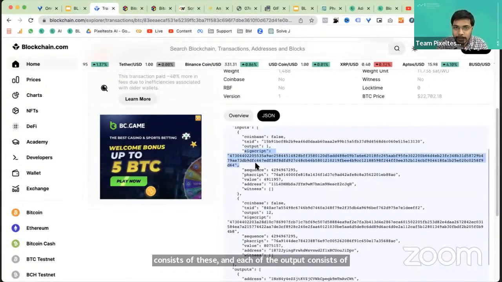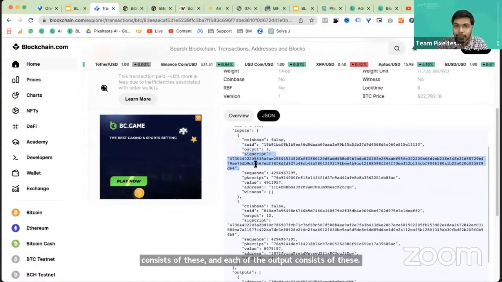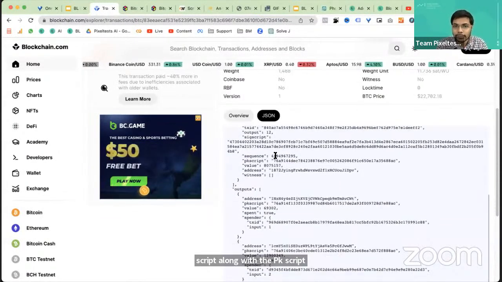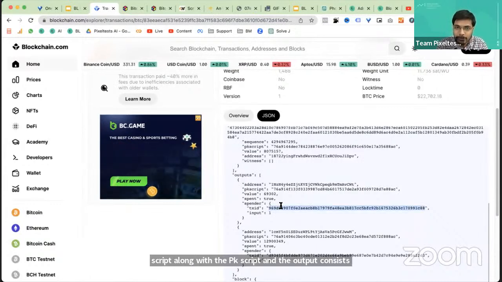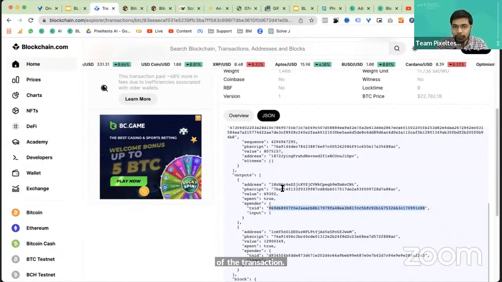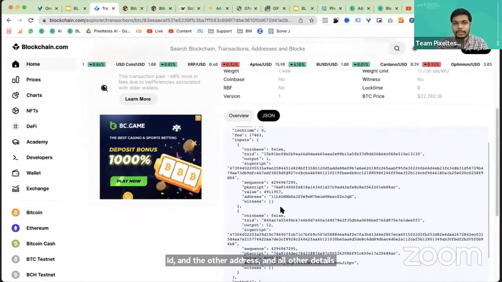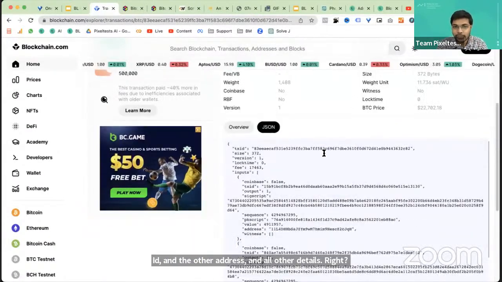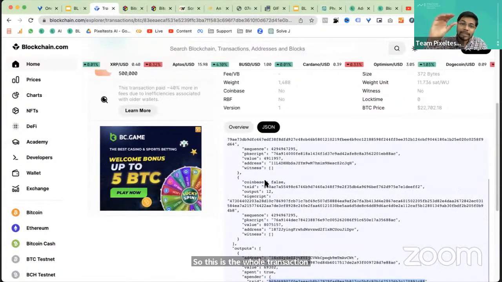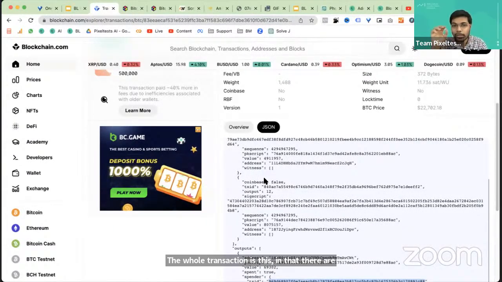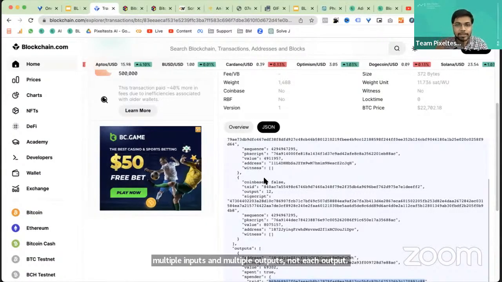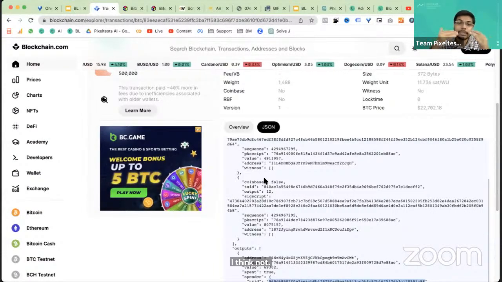So input consists of the signature script along with the PK script, and the output consists of the transaction ID and the other address and all other details, right? So this is the whole transaction. In that there are multiple inputs and multiple outputs. Not each output signifies a transaction. The whole transaction has multiple inputs and outputs.